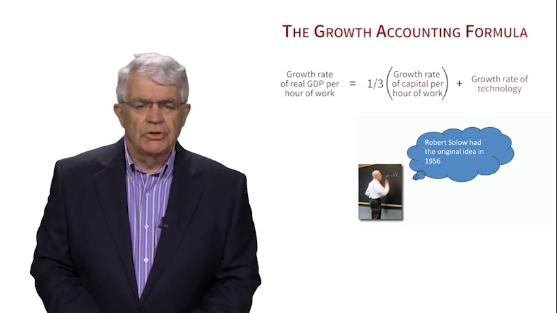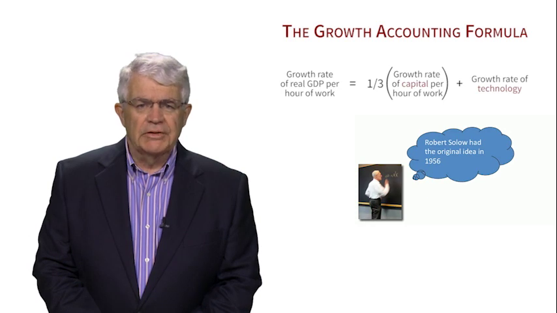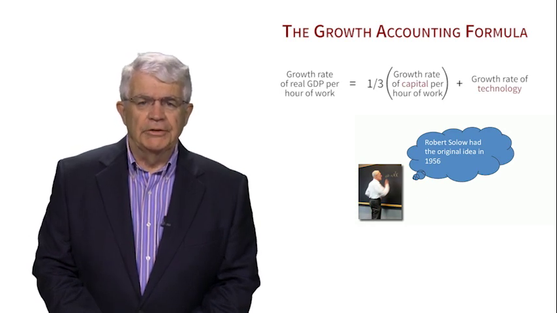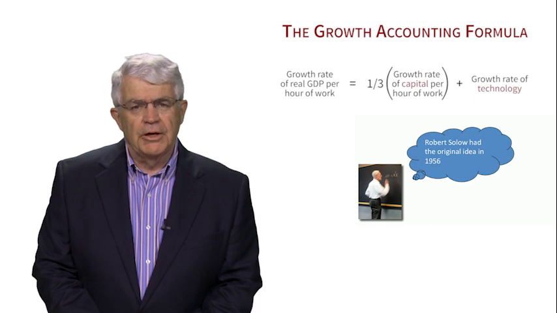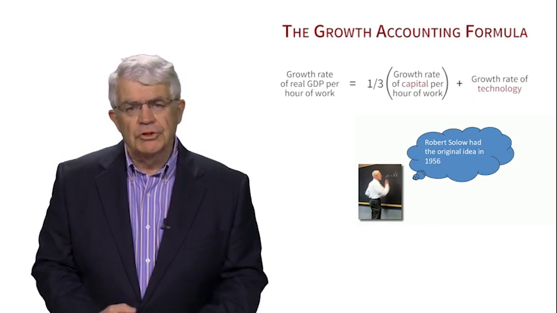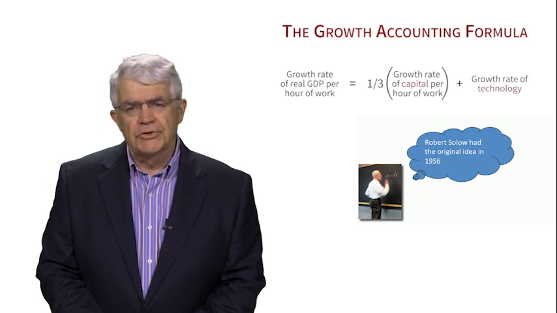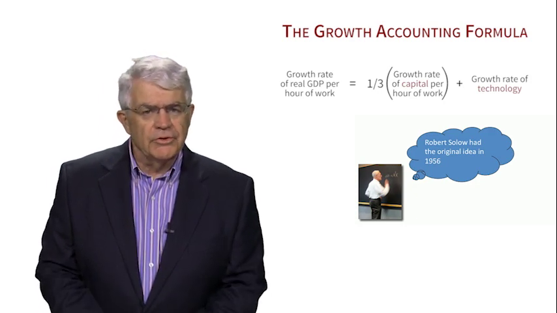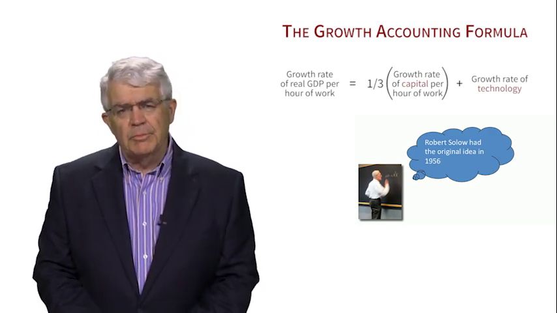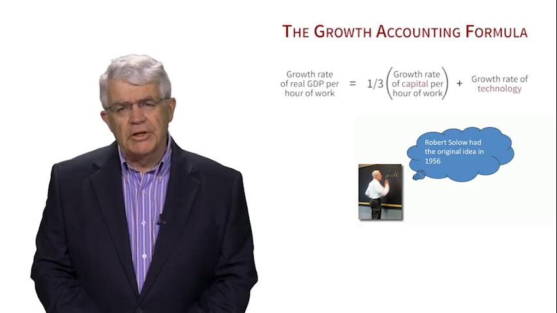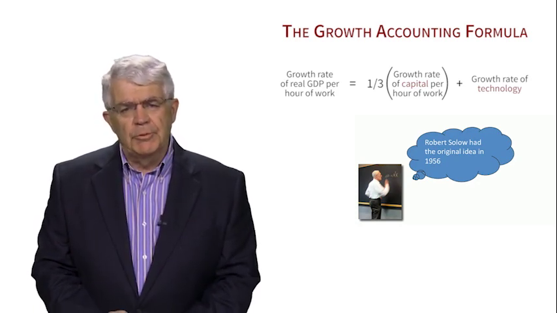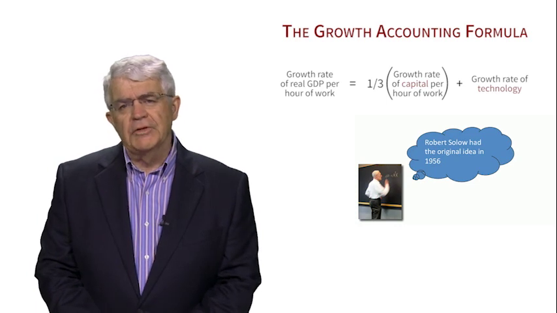What Solow showed is you can calculate this pretty precisely by simply multiplying the growth rate of capital per hour of work. That is how many more machines or factories are available per worker times the number of hours they work, multiplied by 1/3. It's not exactly 1/3, it's about 1/3. We try to get as close as we can. It's an approximate number. But multiply by 1/3, and then you add the growth rate of technology.